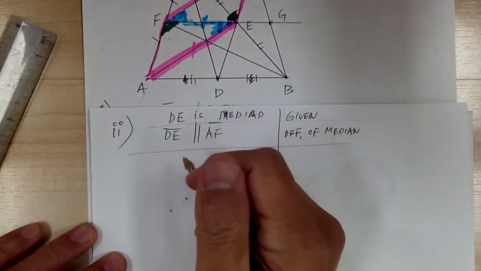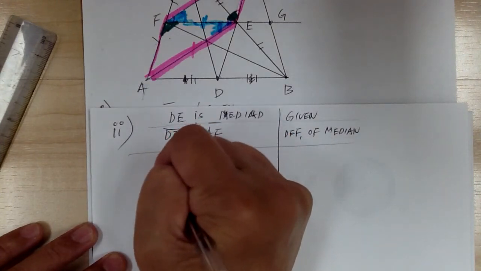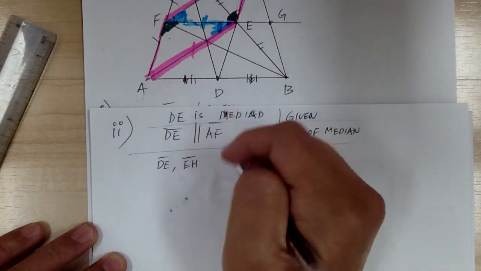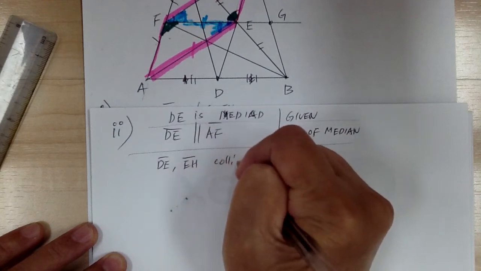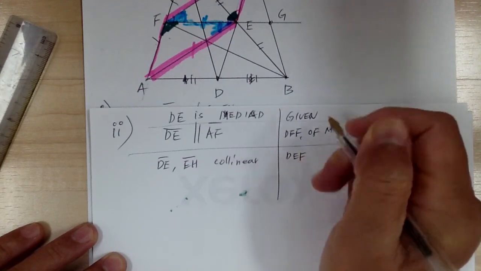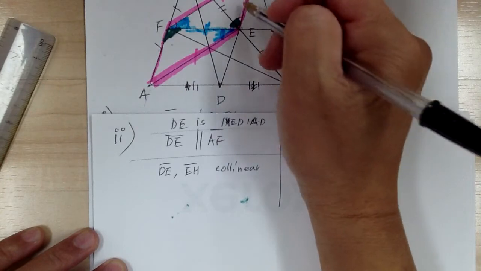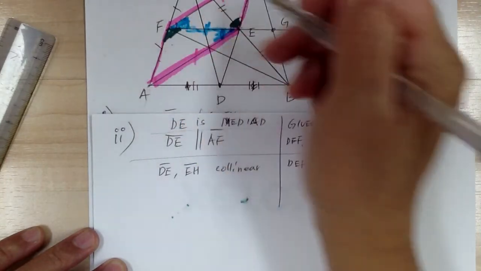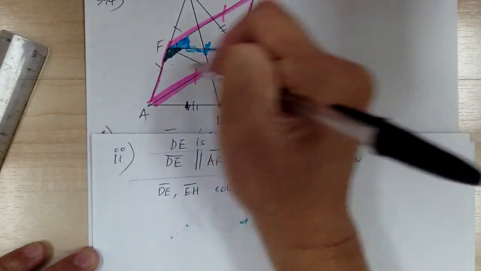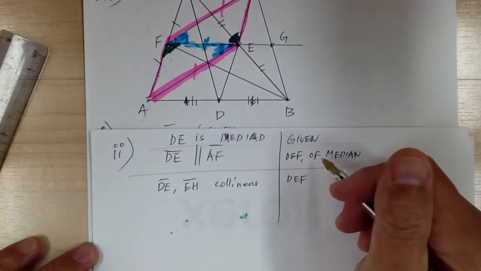Then DE and EH are collinear. Again, that's the definition of collinear. So DE and EH, because this is parallel to that and this is parallel to that, they have to be collinear. Because they have the same point, and since this is parallel to that, and this is parallel to that, and they have the same point, it must be collinear.